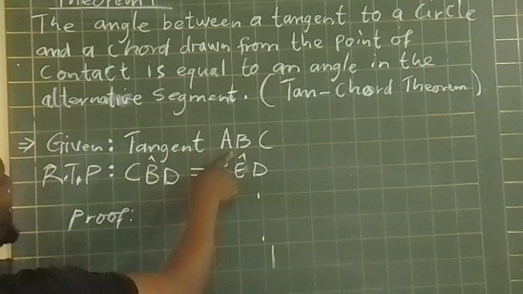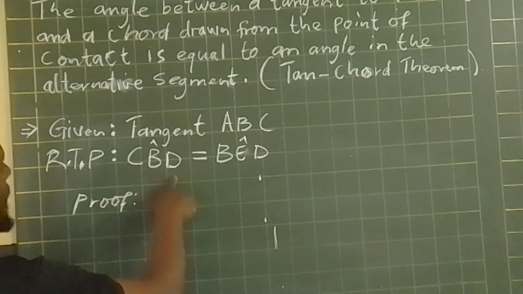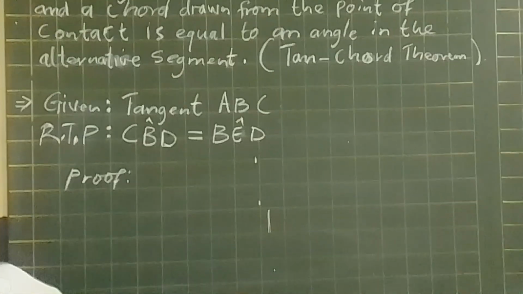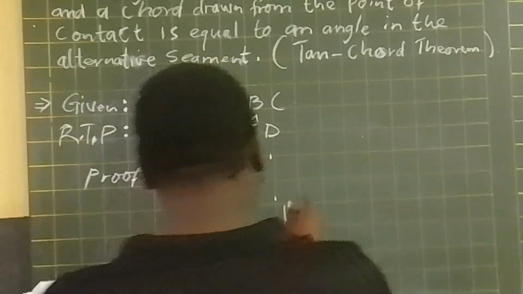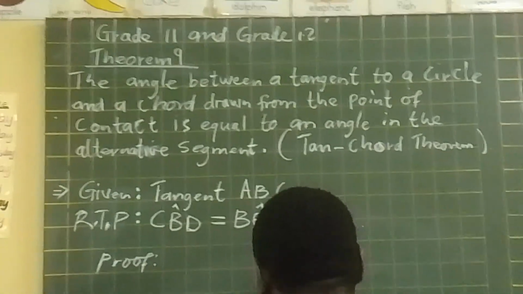Right, you are given tangent ABC. You are required to prove that CBD is equal to BED. Now, let's draw this sketch to see what we are talking about.